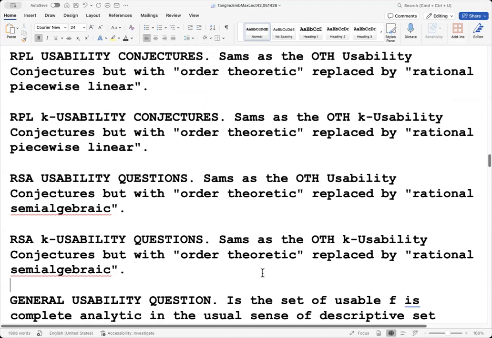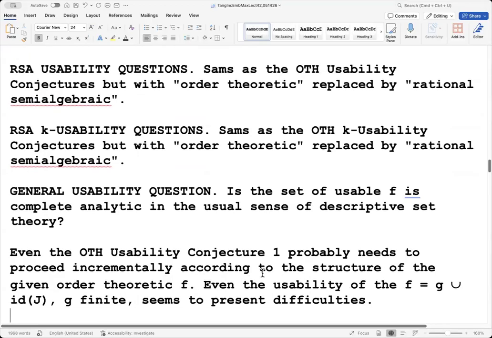And then there's the general usability question, which I think is worth mentioning. Is the set of all usable F, so these F may be infinite, is the set of all usable F complete analytic in the usual sense of descriptive set theory? Or is it Borel?